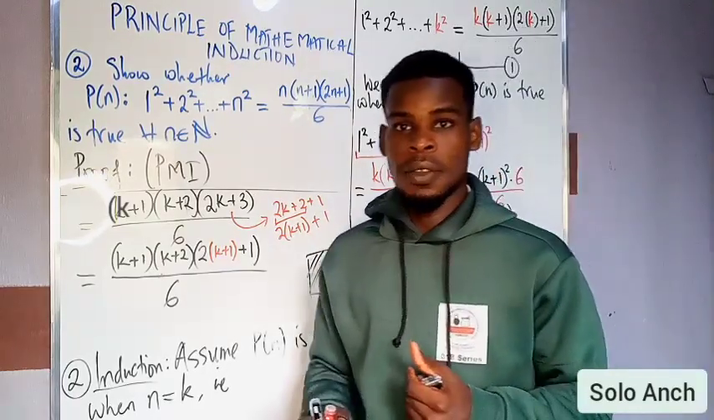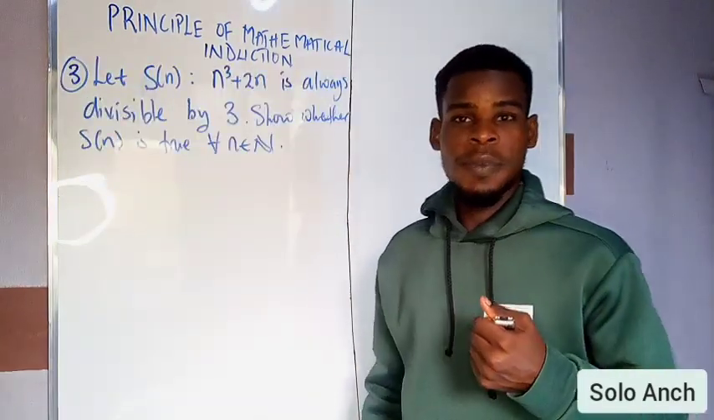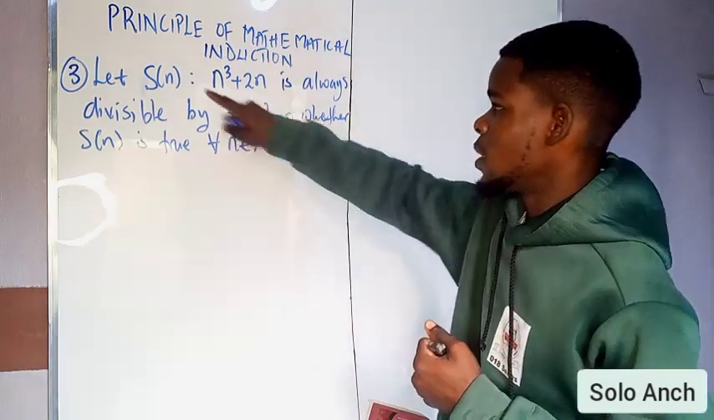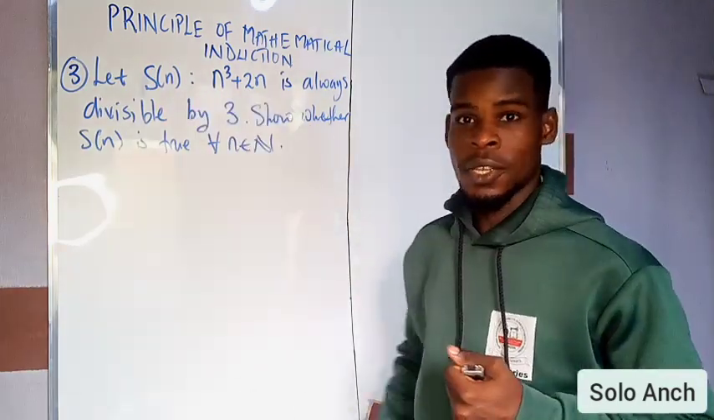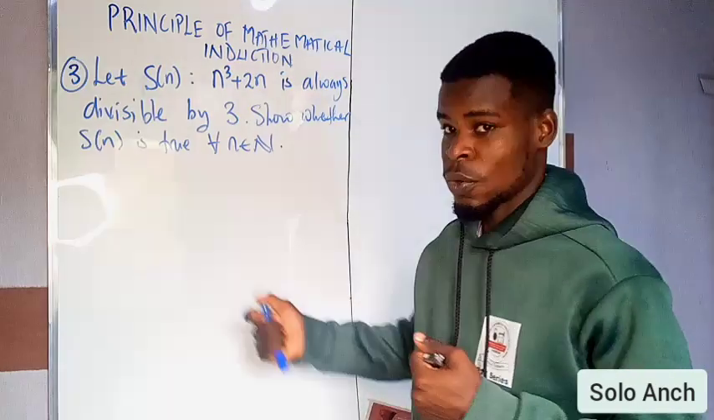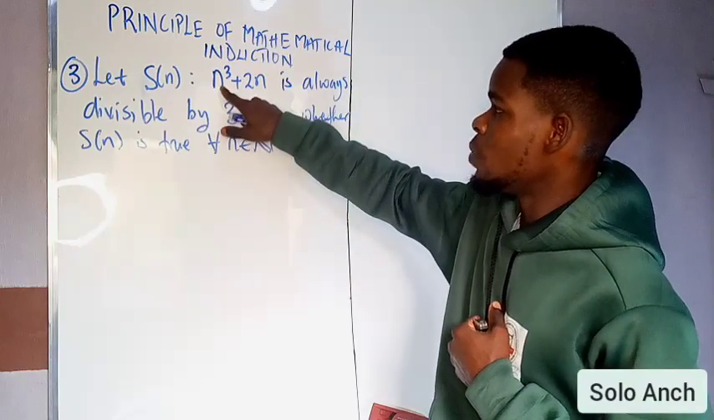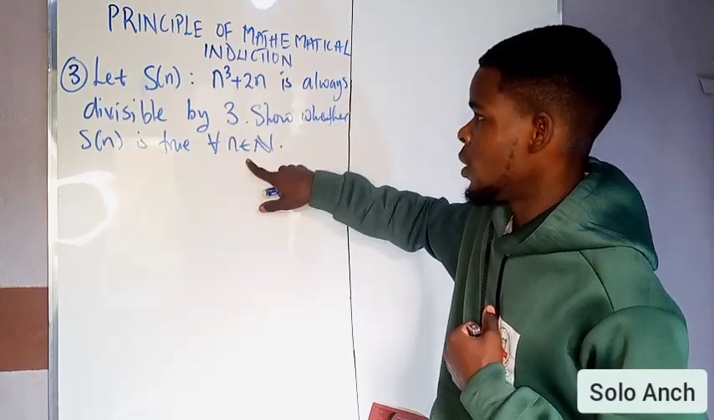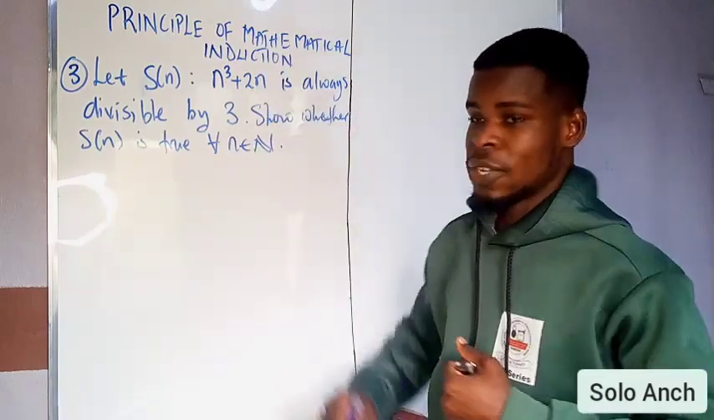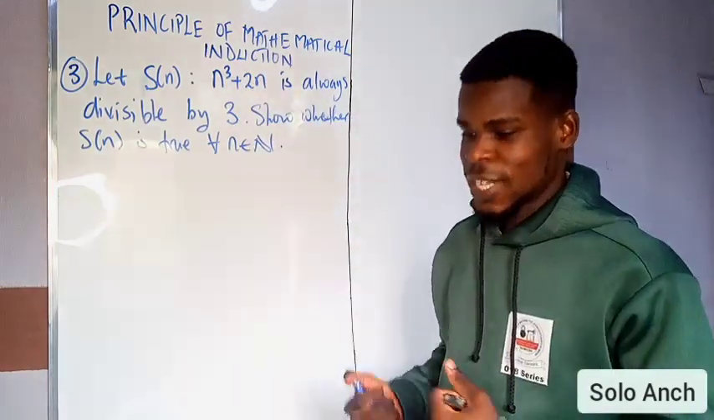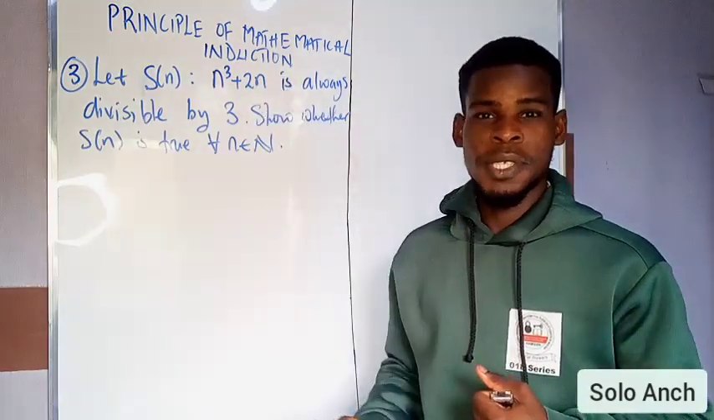Alright? Okay, great. So let's do just one more example. Okay, we have a third example. Here we want to show whether this statement S of n, which tells us that n to the third power plus 2n is always divisible by 3, is true for all natural numbers n. Good. So what this means is, when you have a natural number, you raise it to power 3, you add it with 2 times that number. We want to check if this is always divisible by 3. In other words, if that will always be a multiple of 3.